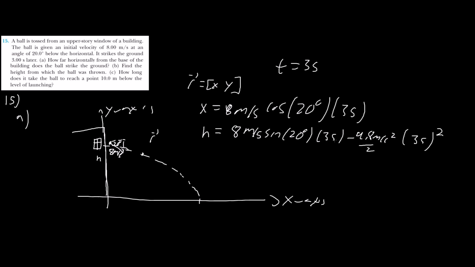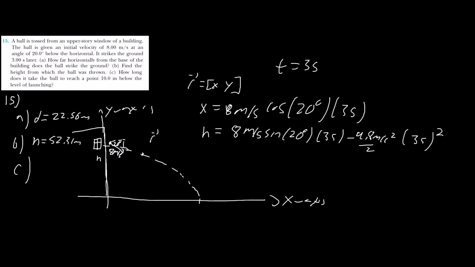Alright, so for part A, the distance is going to be 22.56 meters, around there. And then this other one, the height, is going to be 52.31 meters.